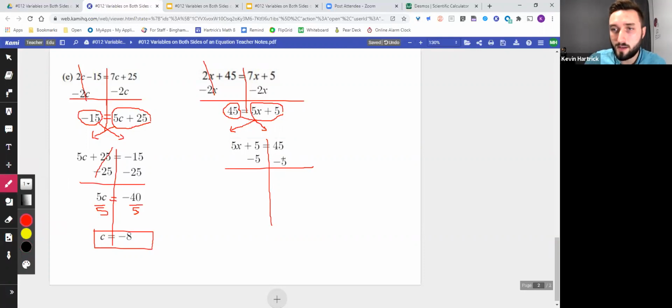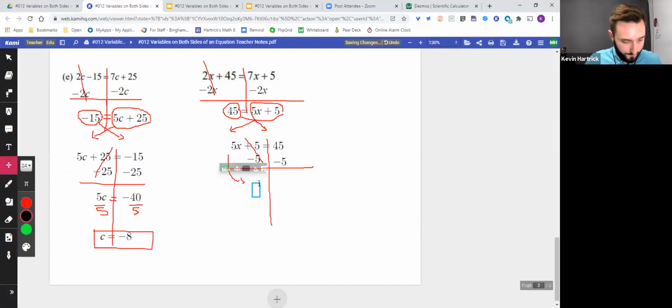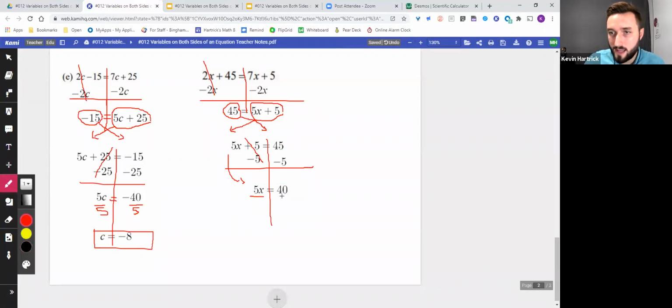Okay, I lined these up so I could do my subtraction. This obviously cancels. All I have left is my 5x over here. So I'm going to put 5x and my equal sign on my line. All right, 45 take away 5 just gives me 40. All right, and now a simple last step. I have to get rid of this multiply by 5 by doing the opposite, which is dividing by 5.